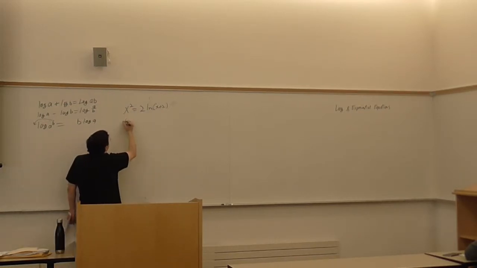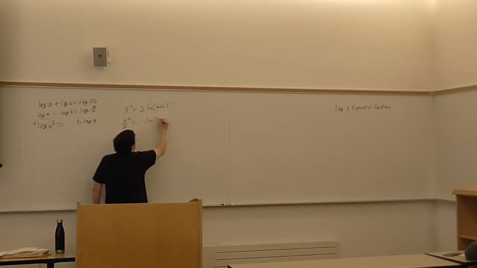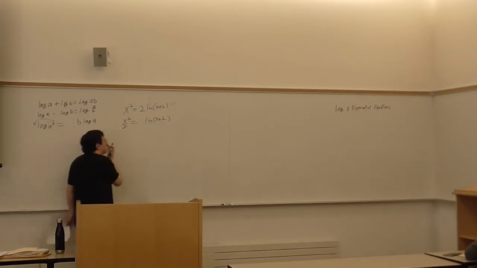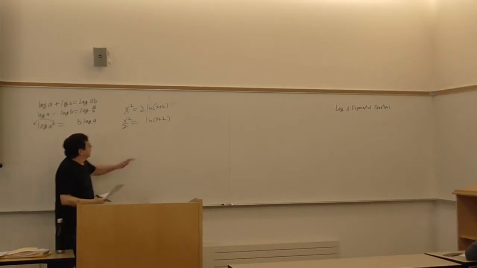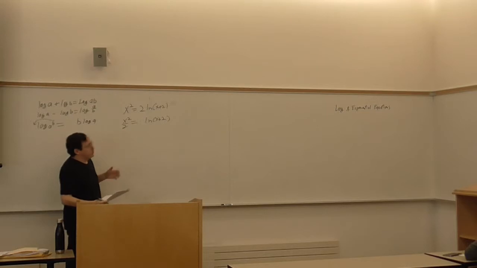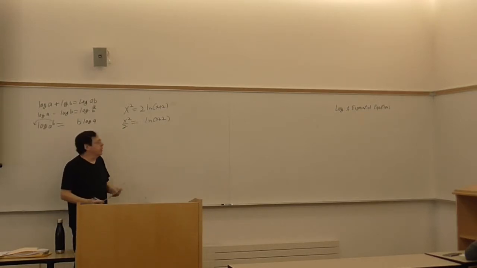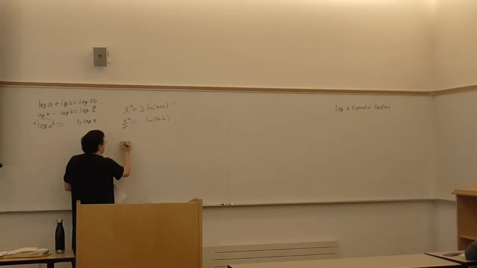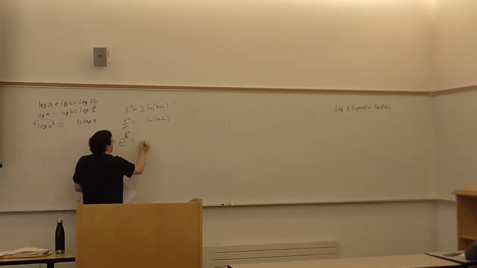So let's divide both sides by 2. And then we see we've got a natural log function here and something over here. We can reverse this, right? We can write it as an exponential. The base here is e. The exponent is x squared over 2. And that equals x plus 2.